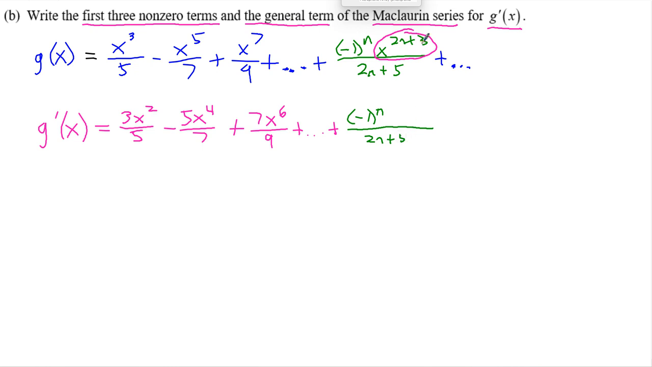Remember, just like these, you first bring the exponent out in front. So we'll have 2n plus 3. And then you subtract 1 from the exponent, just like we did here. So if you take 2n plus 3 minus 1, that's just going to be 2n plus 2. So that would be the derivative of the general term. So those are the first three non-zero terms and the general term for the derivative.